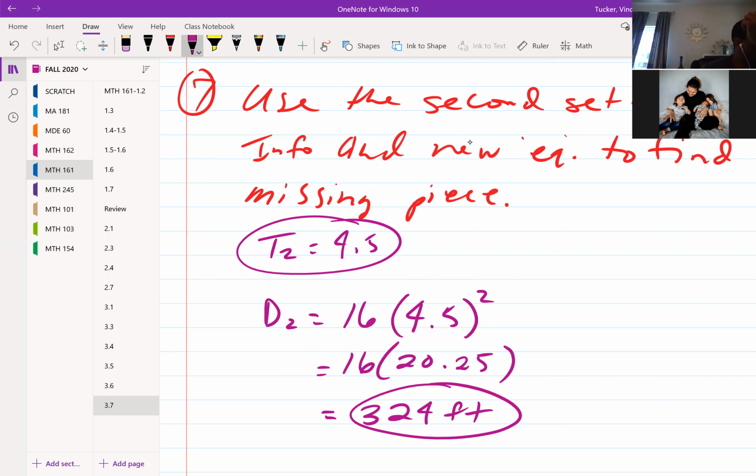All right, questions before we do another one. So that right there is the foundation of what you're going to be doing in this section. You need to see the variation relationship, establish your variables, set up your equation, then solve for K, and then solve for your missing piece.